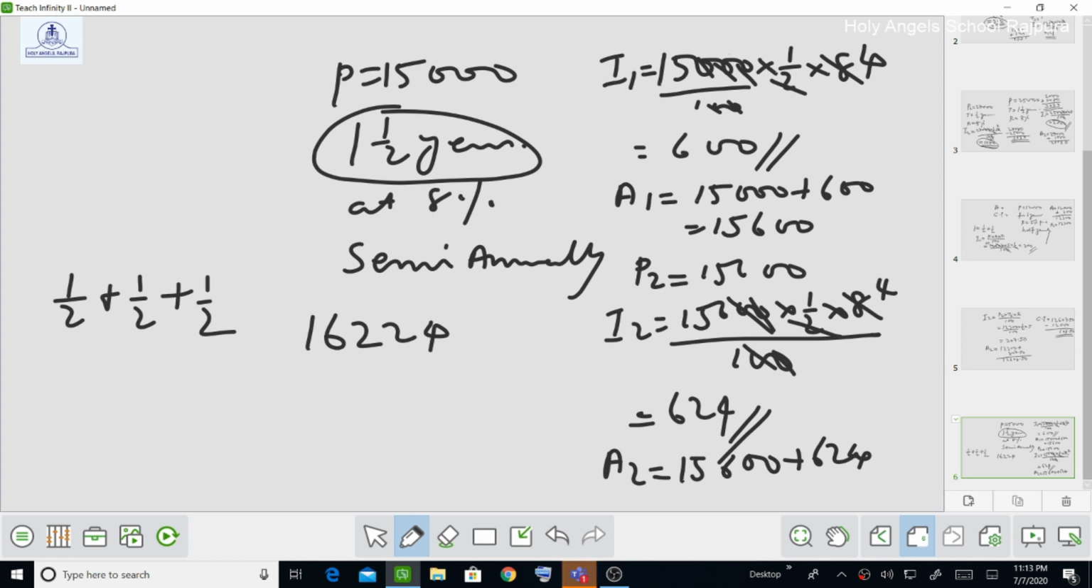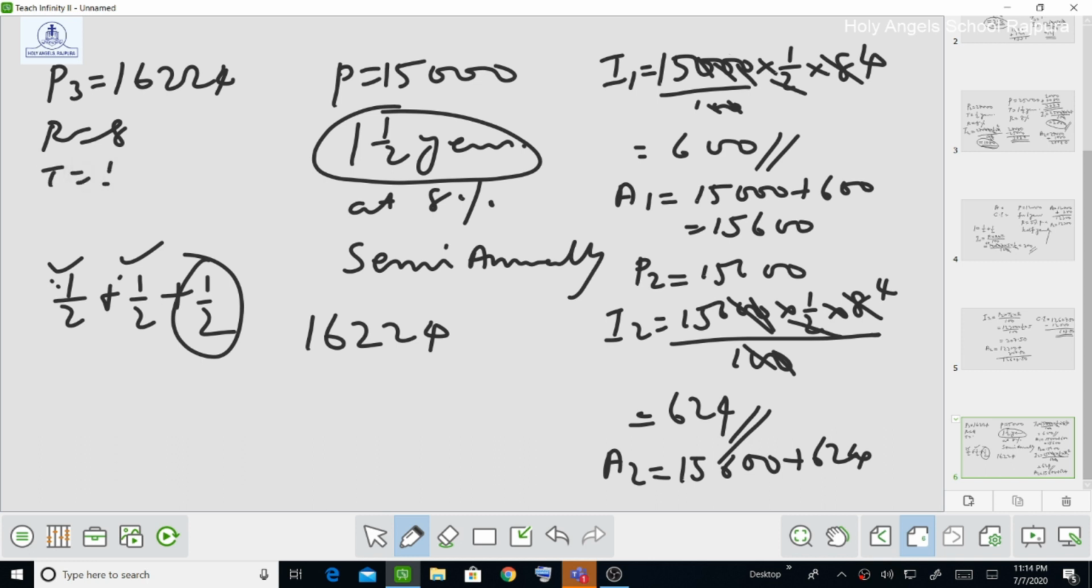16,224. Now this is the value of A2. Now one more half year is left. So we calculate the interest for the next half year. P3 is equal to 16,224. Then R again 8, time is equal to half. Let us calculate.